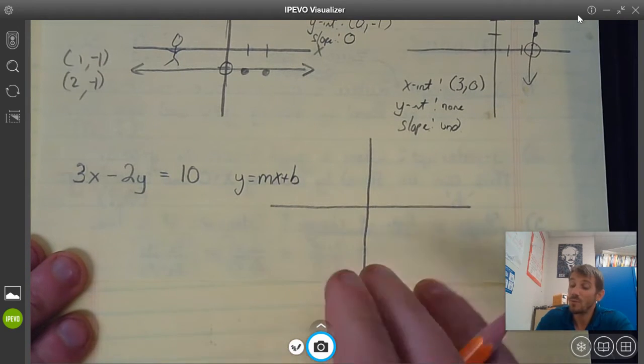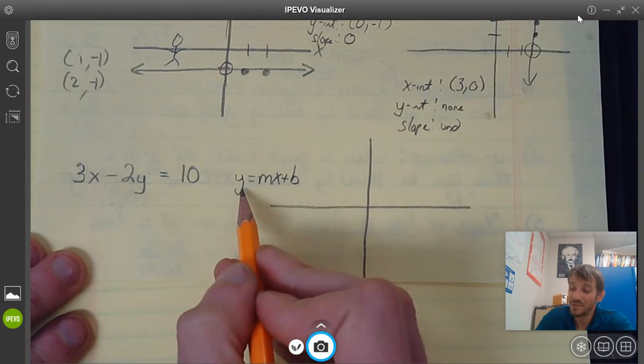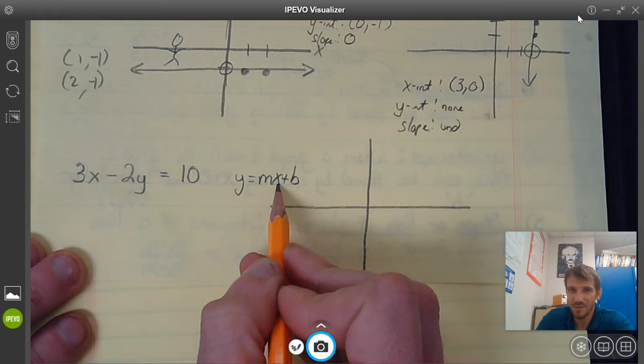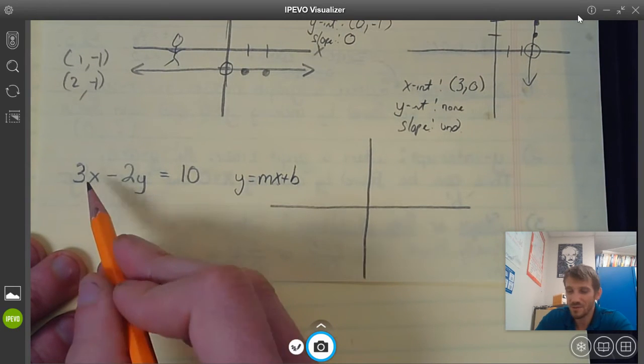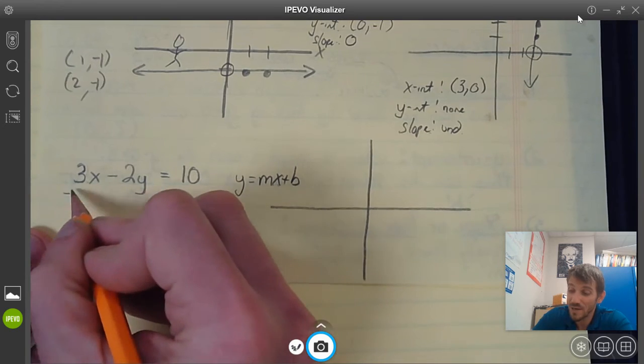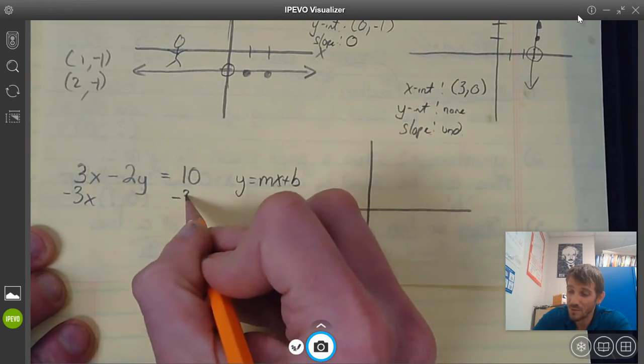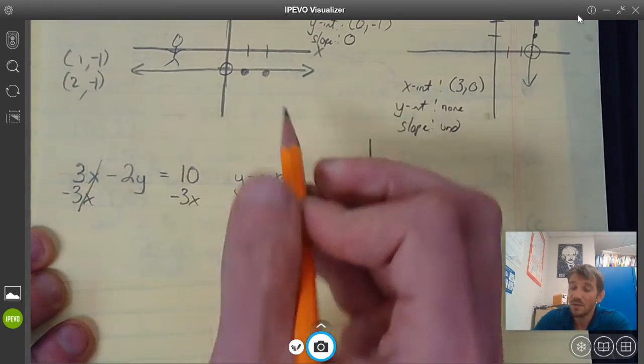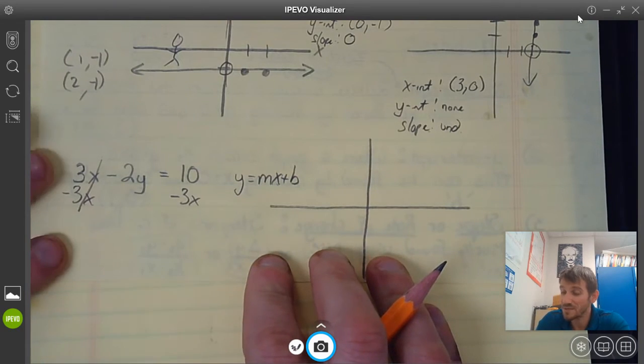So what we're going to do is realize that x should be on the right side of the equal sign, and it's on the left. So let's fix that by getting rid of 3x by subtracting 3x from both sides. The most common mistake is this next step.